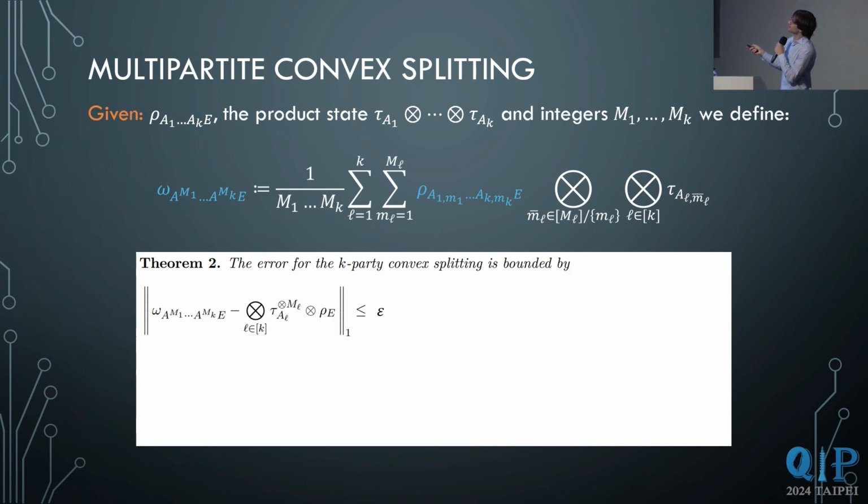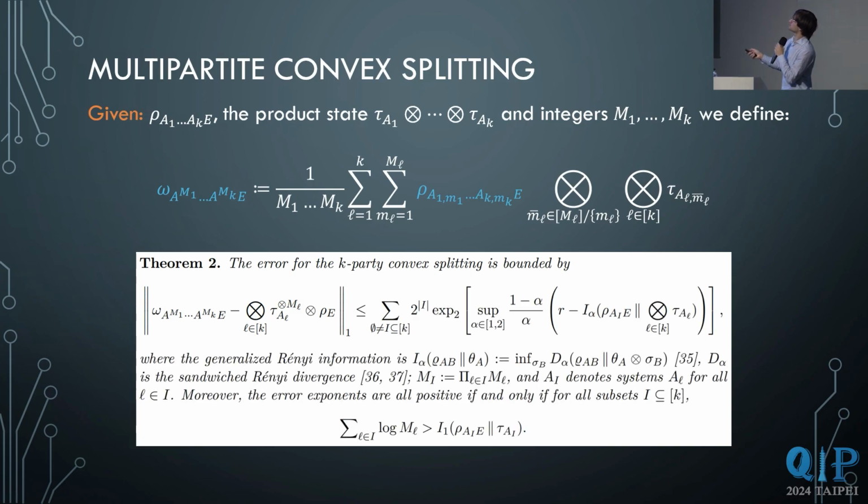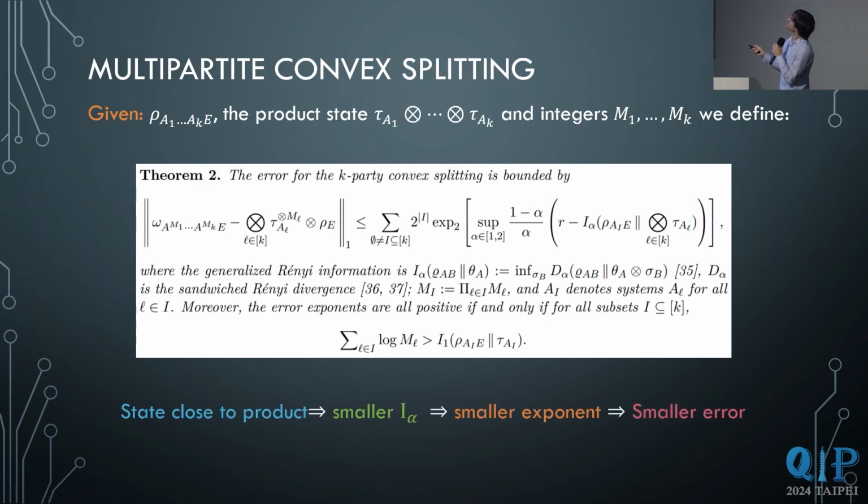Again, we have to define this convex combination of correlated states, which again looks very messy because this is now the fully general case, right? And again, we will find that something that is a sum over all the marginals of an exponential of the generalized information. Again, if you're not used to this kind of notation, you can just interpret it intuitively by saying that this object here will be smaller if the state is closer to a product, and therefore we will have a smaller error in multipartite convex splitting when we have a state closer to product, which makes a whole lot of sense, right?